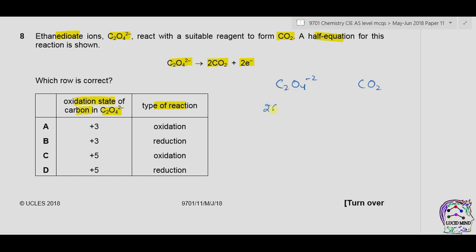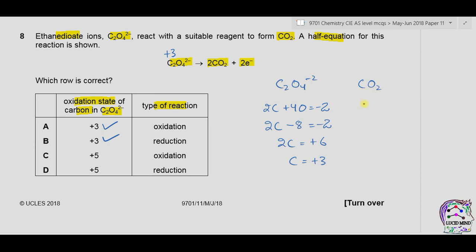As we have 2 carbon atoms, 4 oxygen atoms, and overall charge is negative 2. So for 1 oxygen, the oxidation state is negative 2. For 4, it will be negative 8. So 2C will be equal to plus 6, or 1 carbon will be equal to plus 3. So the oxidation state of carbon is plus 3 in ethane dioate ions. So it could be A or B.